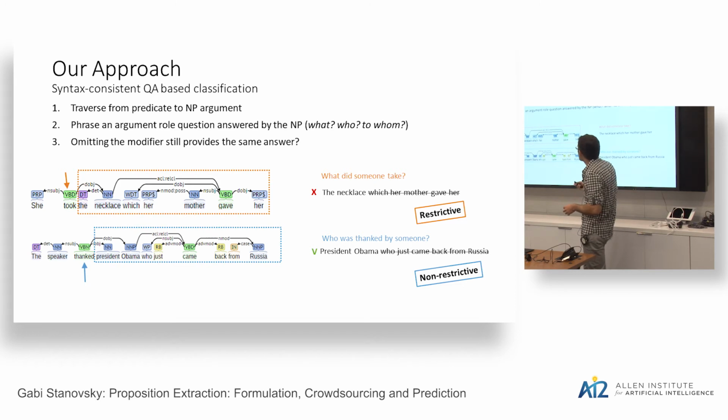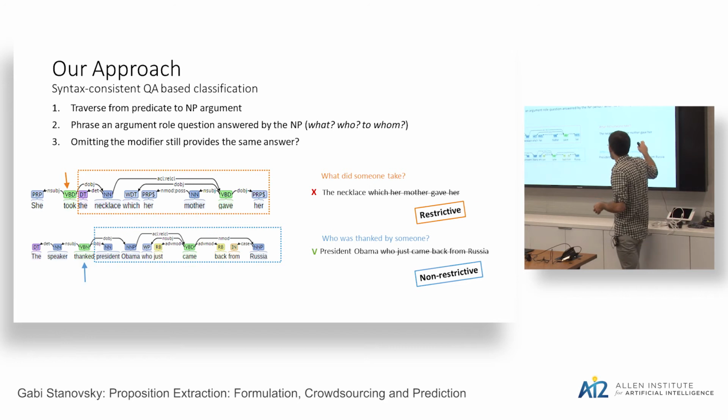We then phrase an argument role question answered by the NP. So we can ask, what did someone take, right? The necklace which her mother gave her. This is answered by the entire argument. And similarly, we can ask who was thanked by someone, President Obama, who just came back from Russia. We then drop the specific modifier that we want to annotate. Now we want to annotate which her mother gave her. We want to annotate it as either restrictive or non-restrictive. So we drop the modifier and show the full answer and the short answers to Turkers and ask whether these specify the same answer as this one. Similarly, the same way that I presented the task to Christian just a minute ago.